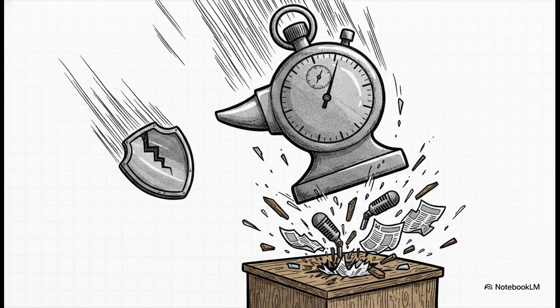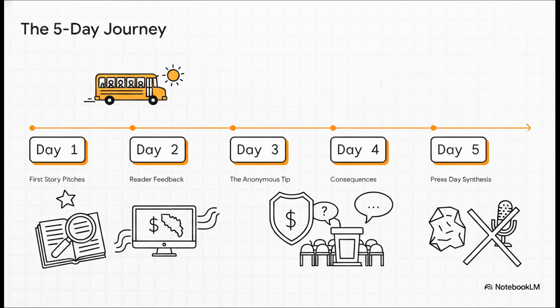Which brings us to our next section: friction is the teacher. Let's jump to day 4 to see what happens next. This is when the consequences of that ticking clock come crashing down on the newsroom. The truth finally comes out.